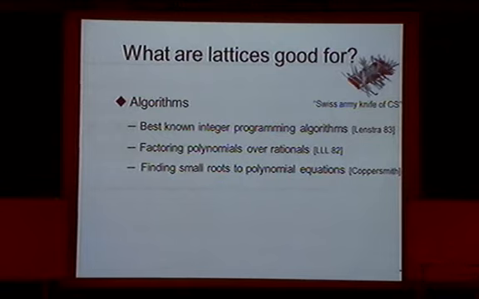Finding small roots of polynomial equations. You have a univariate polynomial equation which is guaranteed to have a very small root. Can you find it? This can actually be done using lattices again, and this is a technique due to Coppersmith. Many algorithms.